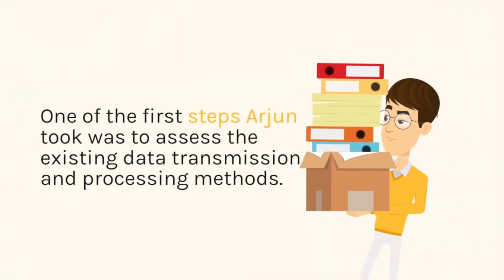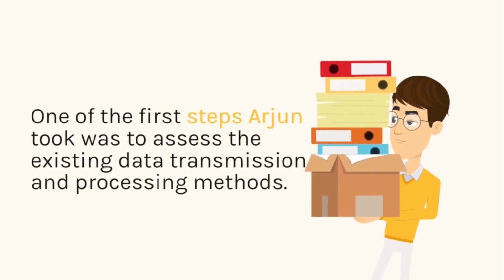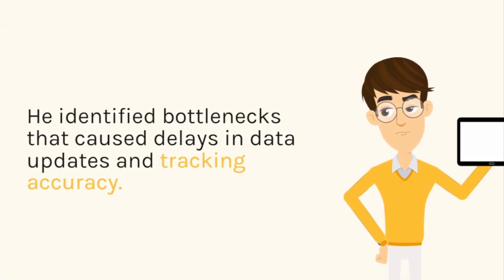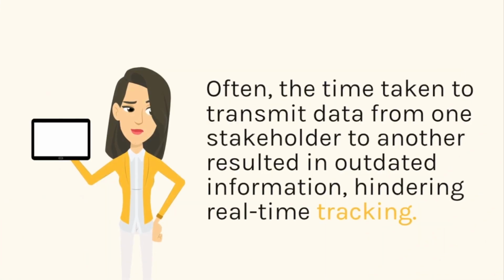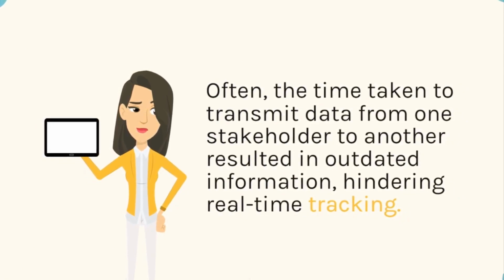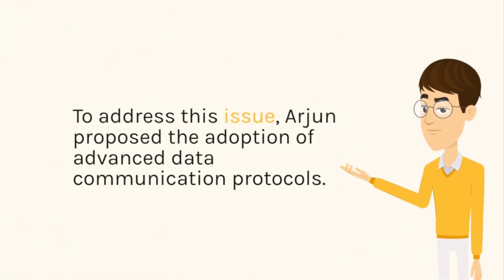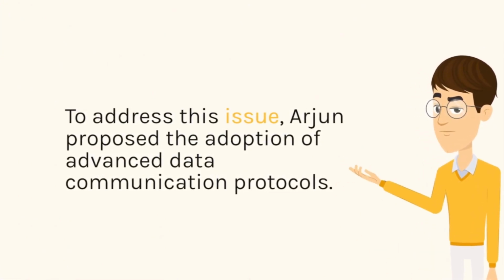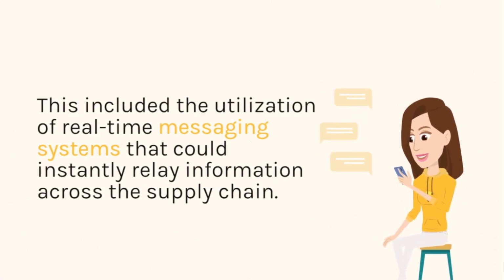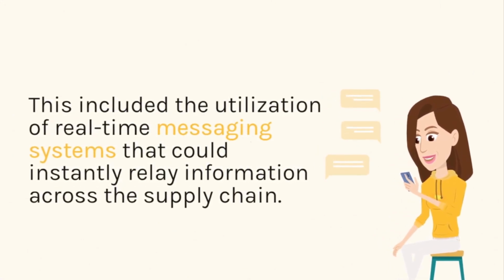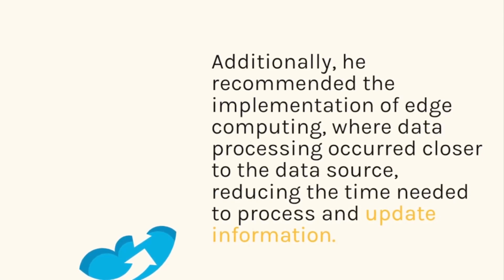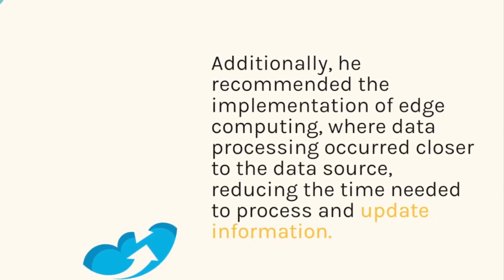One of the first steps Arjun took was to assess the existing data transmission and processing methods. He identified bottlenecks that caused delays in data updates and tracking accuracy. Often, the time taken to transmit data from one stakeholder to another resulted in outdated information, hindering real-time tracking. To address this issue, Arjun proposed the adoption of advanced data communication protocols. This included the utilization of real-time messaging systems that could instantly relay information across the supply chain. Additionally, he recommended the implementation of edge computing, where data processing occurred closer to the data source, reducing the time needed to process and update information.